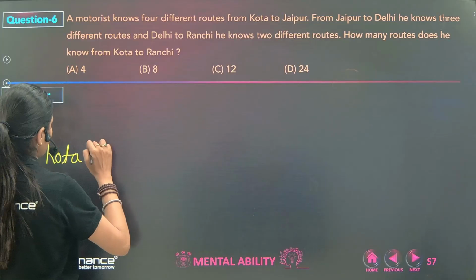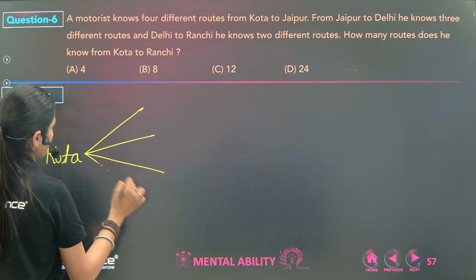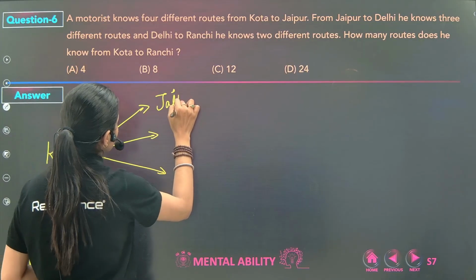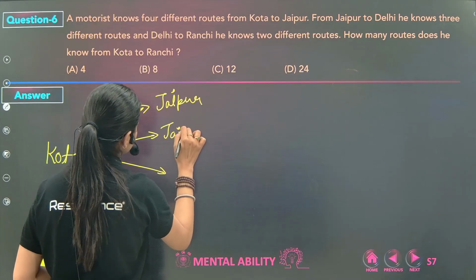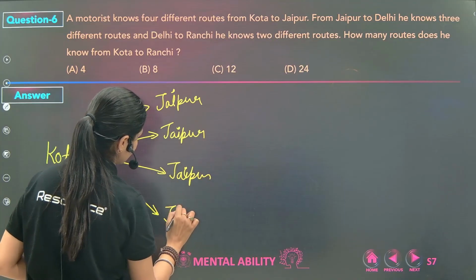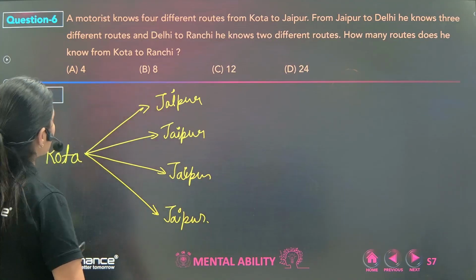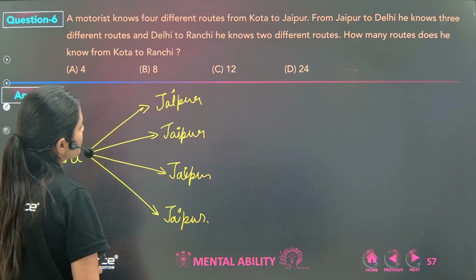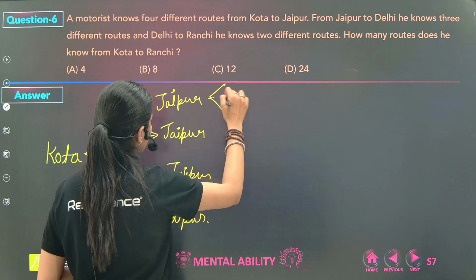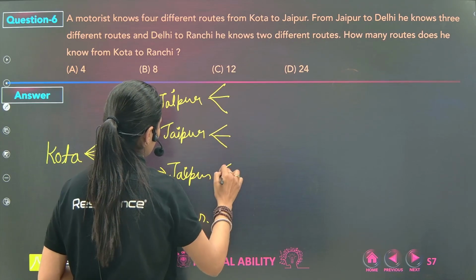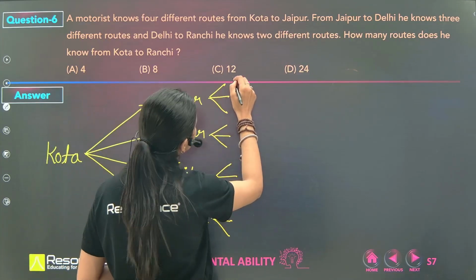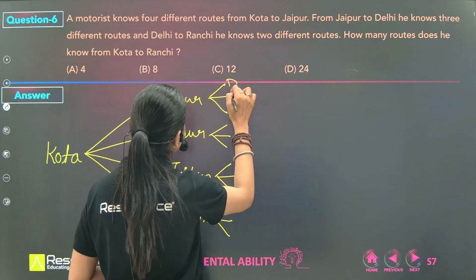Okay, this is Kota, and these are 1, 2, 3, and 4. All 4 routes are going to Jaipur. So there are 4 routes. Now from Jaipur to Delhi, he knows 3 different routes. So that means 1, 2, 3, for each of the 4 routes. That means 3 different routes from Jaipur to Delhi.